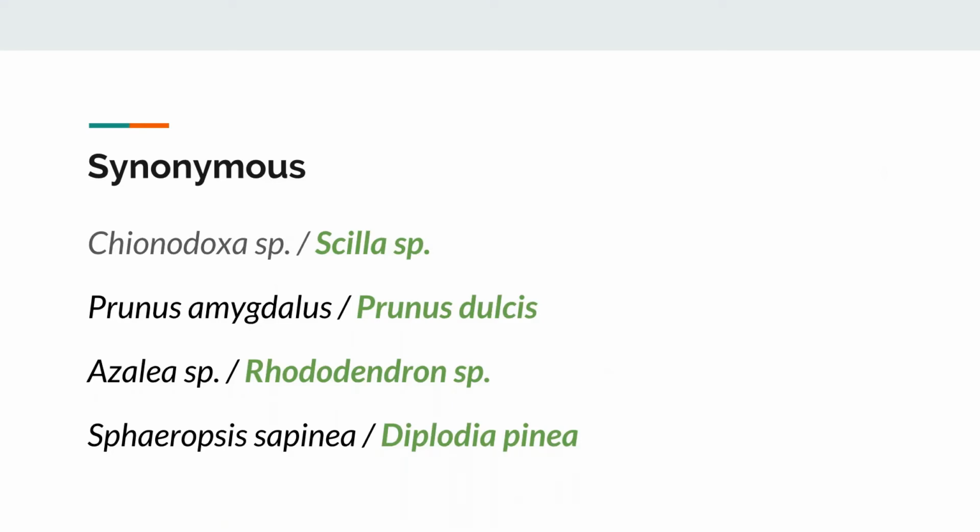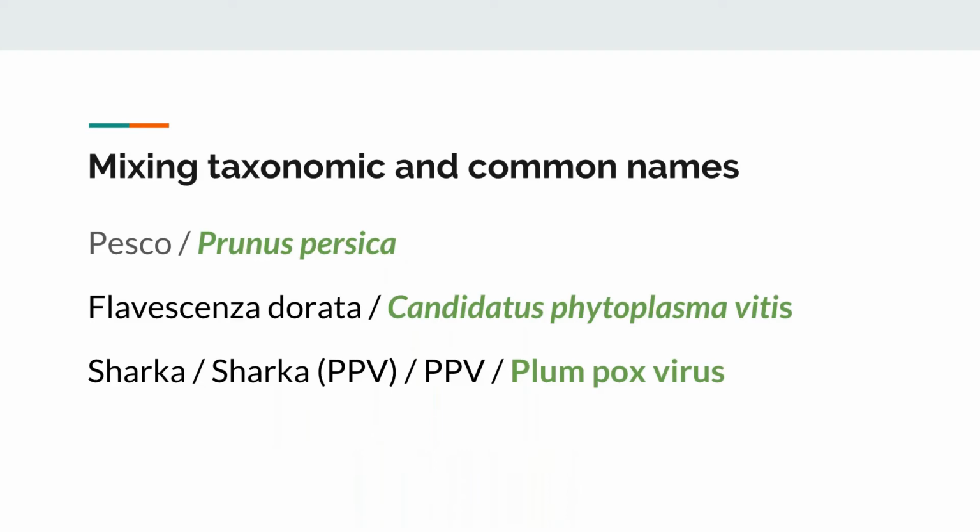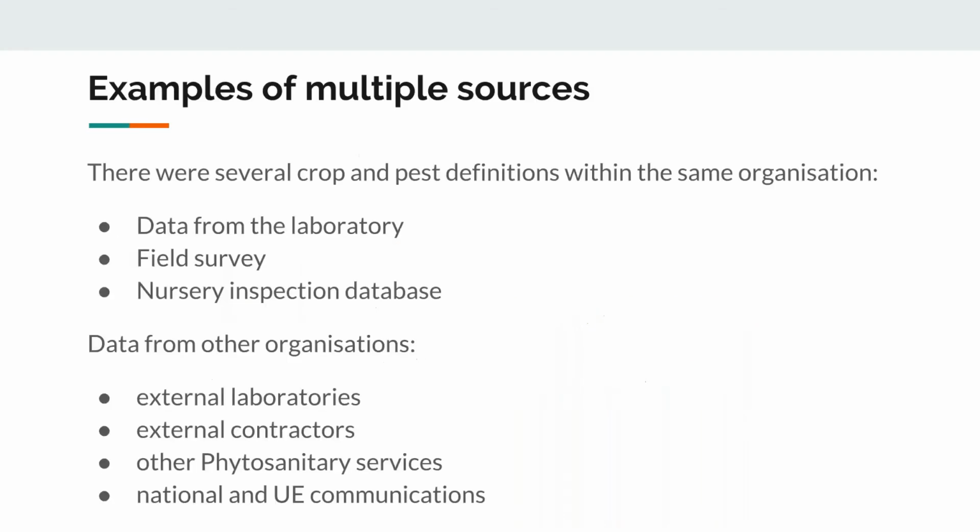So there was not an agreement on that. Each inspector used a different name, and this was a problem in collecting data. And then there was also sometimes a mixing of Latin and Italian common names, and so a lot of problems for users collecting this type of data.